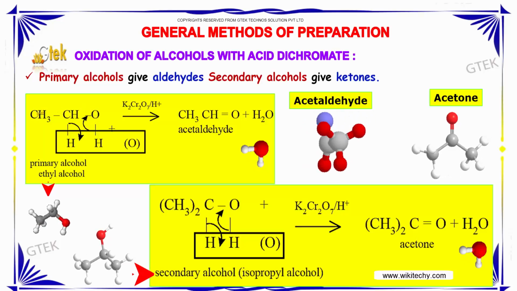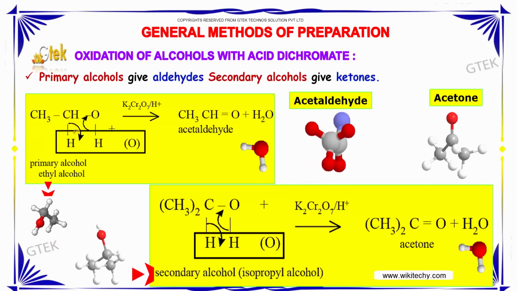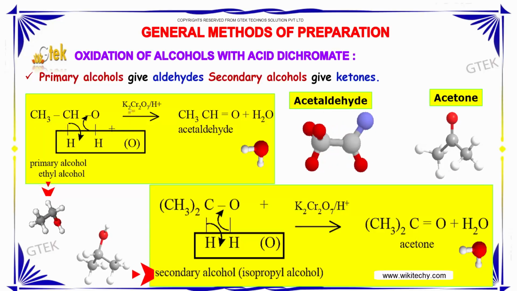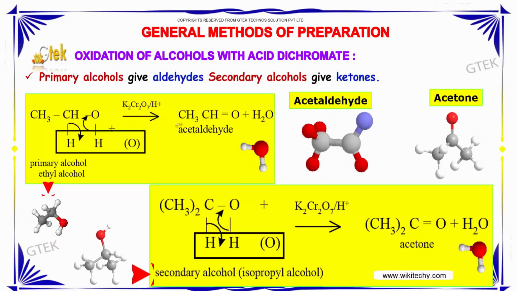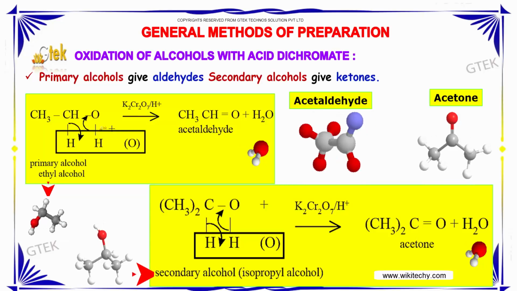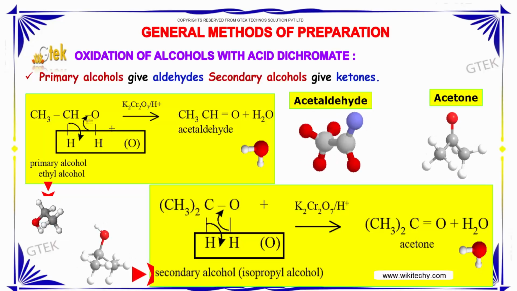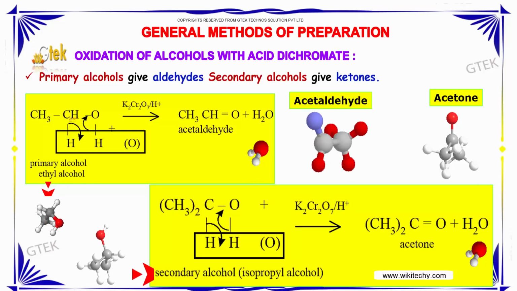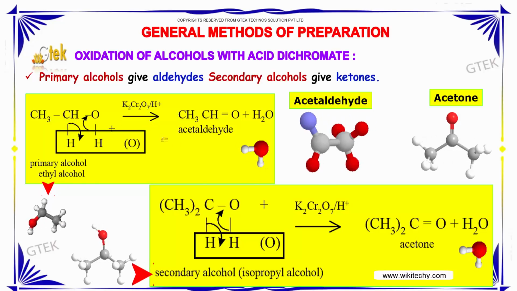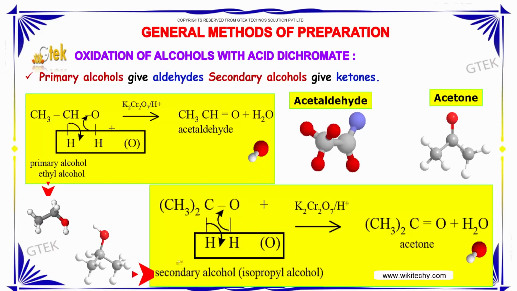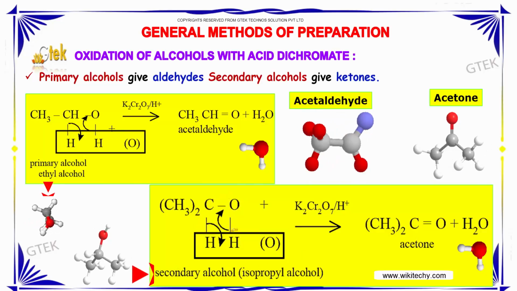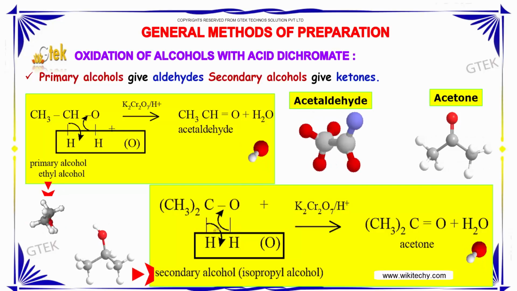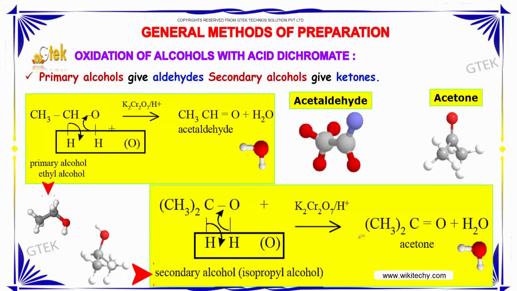If we see here, we have a primary alcohol, namely ethyl alcohol or ethanol, which is made to react in the presence of potassium dichromate and H+ ion. We obtain acetaldehyde. That is because this hydrogen shifts here and takes this OH group away, making a double bond between the oxygen and the carbon atom. Whereas in a secondary alcohol, this hydrogen atom attacks with this, and therefore there is no hydrogen here. Therefore it forms a ketone.